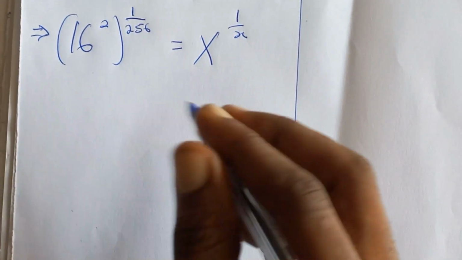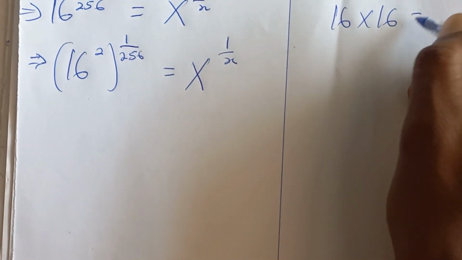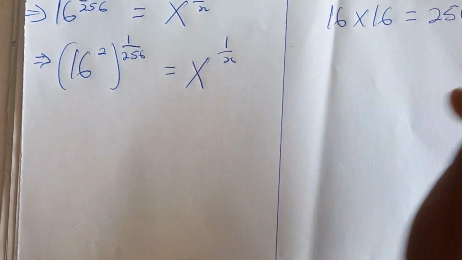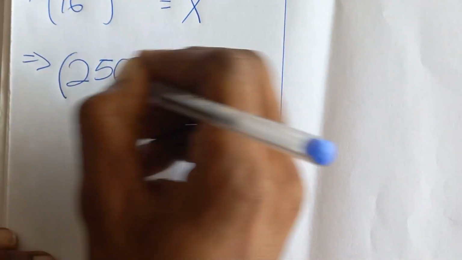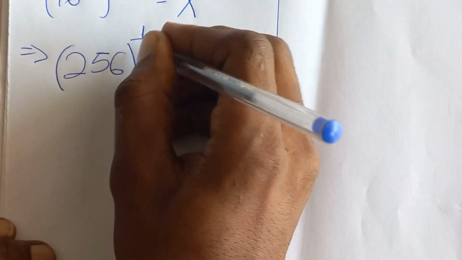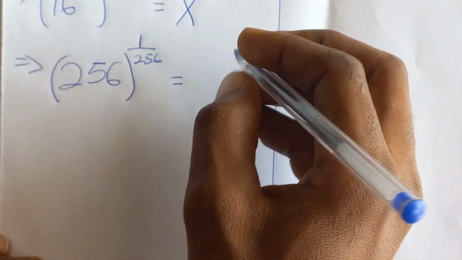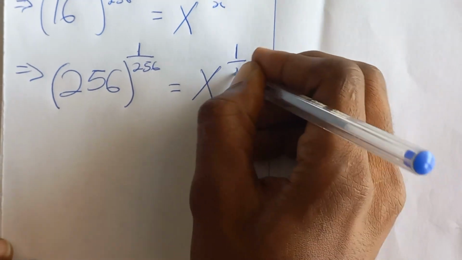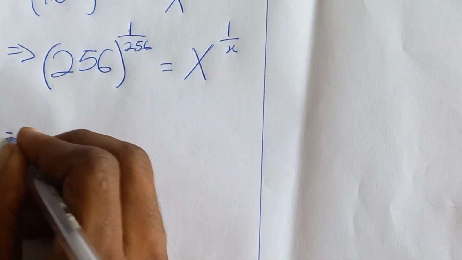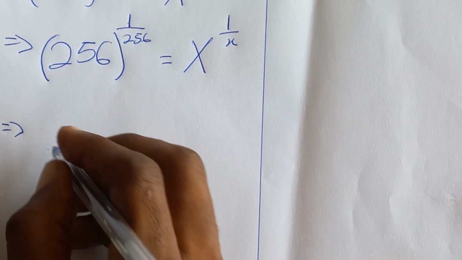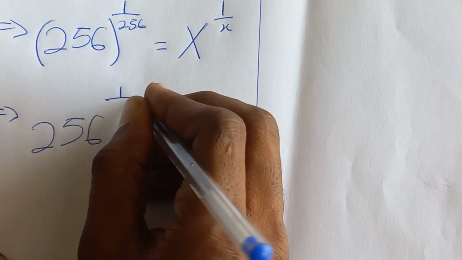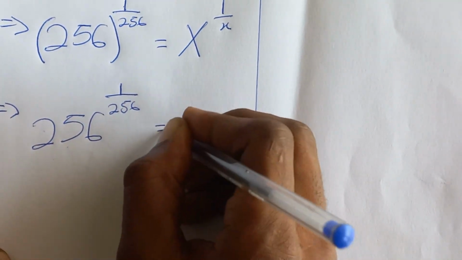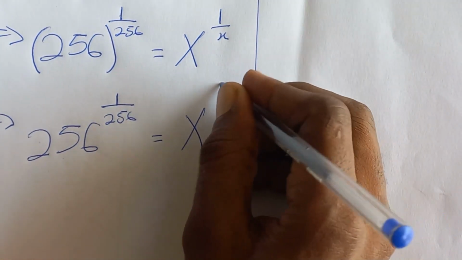And you know that 16 times 16 is equal to 256. So I say that 256 exponent 1 on 256 is equal to x exponent 1 on x. Let me rewrite this again: 256 exponent 1 on 256 is equal to x exponent 1 on x.